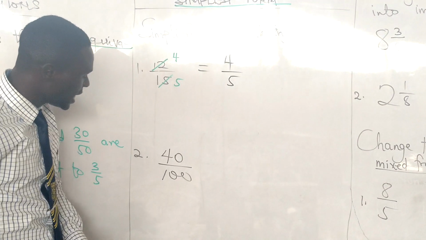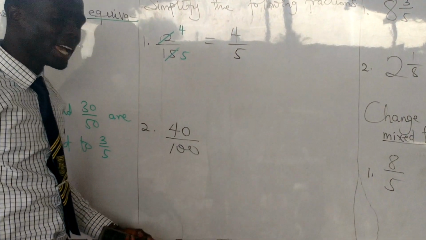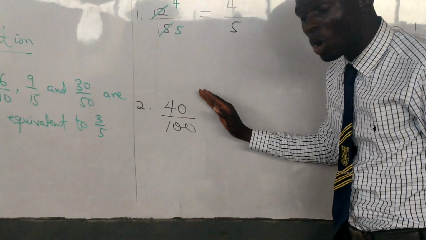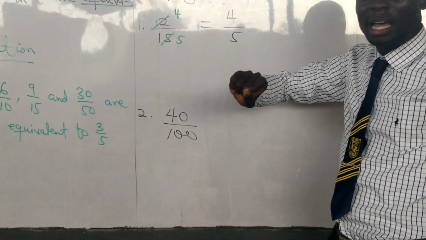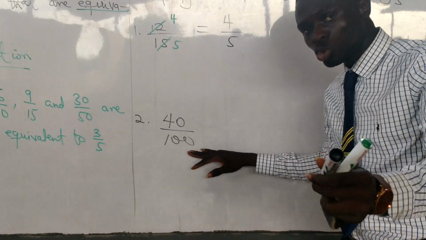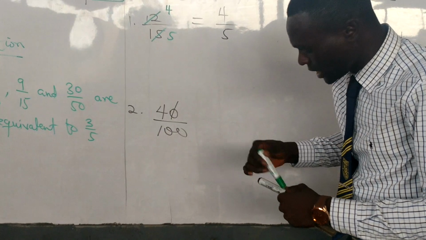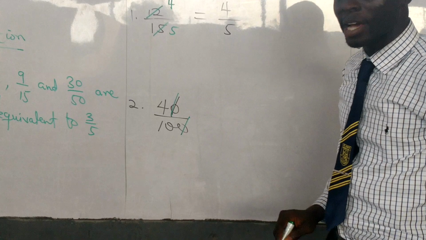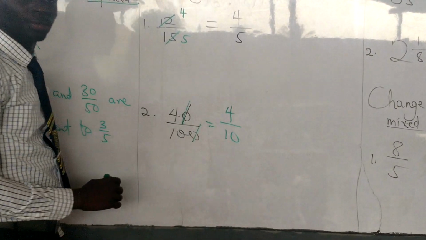Now we have the last one here, 40 over 100. How can I divide this one? Anytime you divide and you notice there is a 0 at the end of the figures, we can say the 0 can cancel out. How many zeros are here? 1. How many zeros? 2. So it means 1 zero here will cancel the other zero there. So this 0 will cancel this 0. Now we are left with 4 over 10.